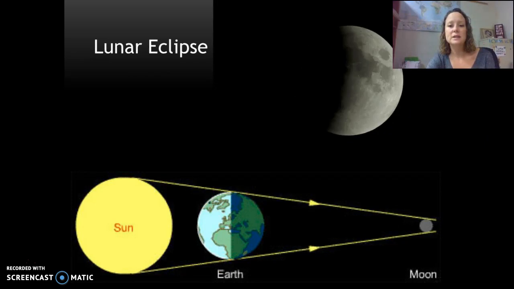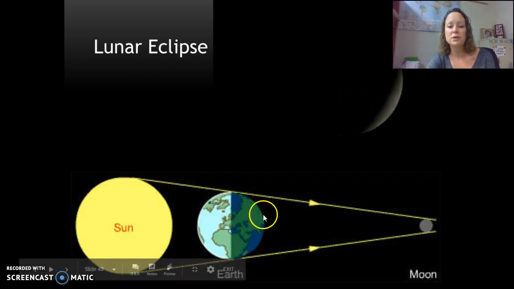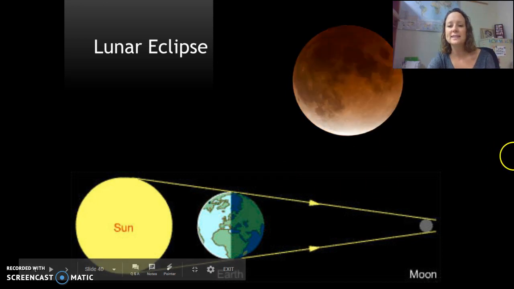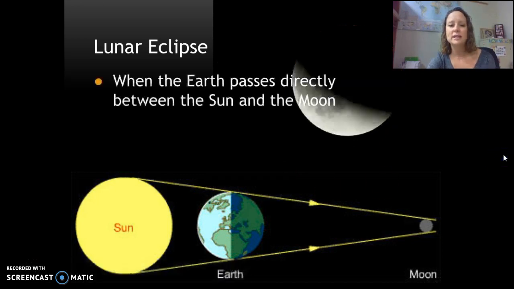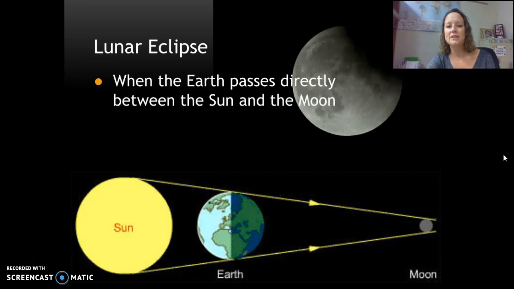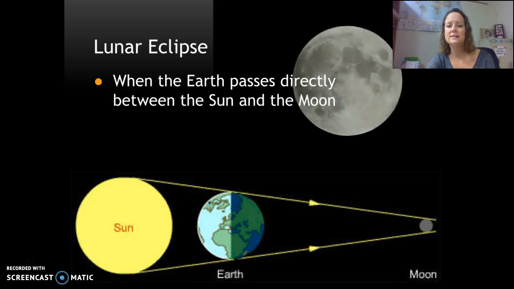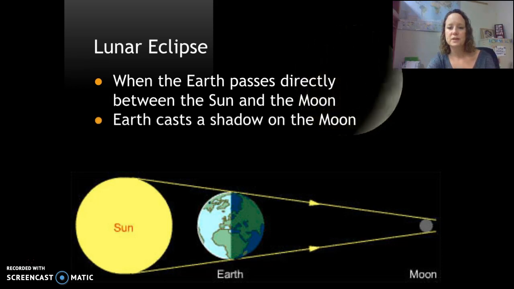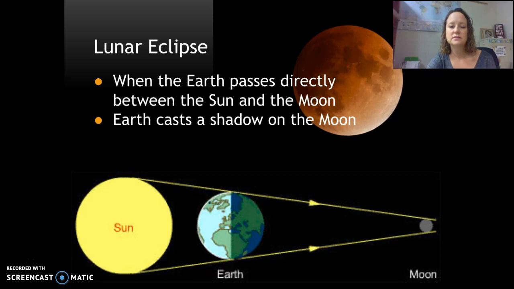Now, a lunar eclipse is when the Earth blocks the sunlight from reaching the moon. So this would be visible at night, and it's called a lunar eclipse. You could see the path of the Earth and the shadow as the shadow moves across the moon, as you can see in that image there.